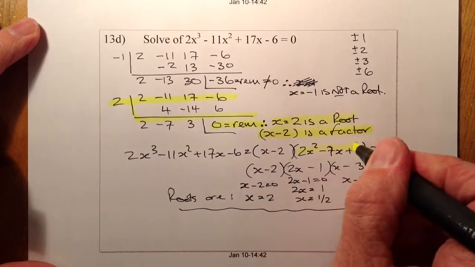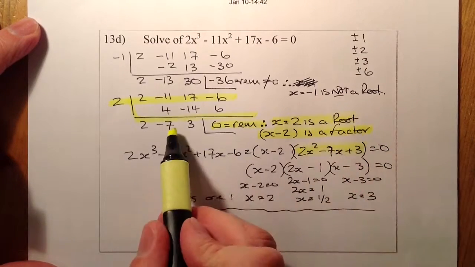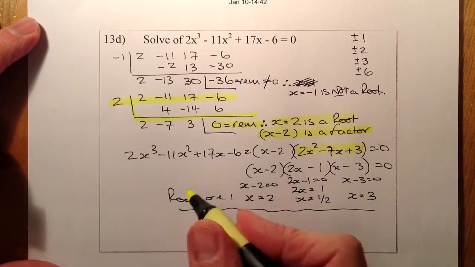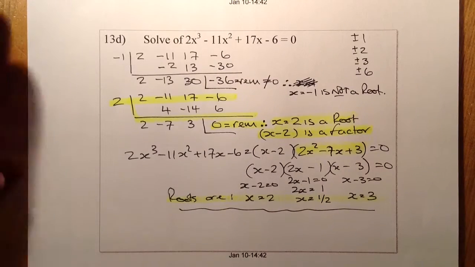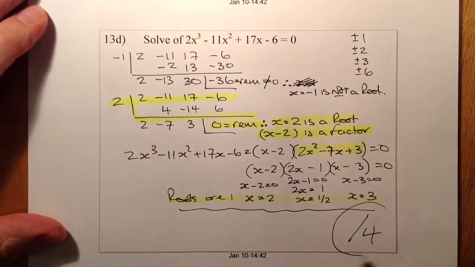One mark for picking this out from here, so getting the quotient written down, and the final mark for getting the 3 roots. So again, this is going to be out of 4.